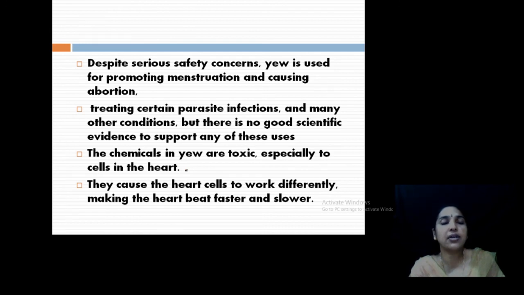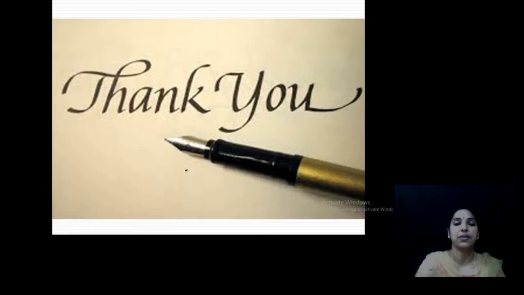There are some precautions you have to take when using this, because its poisonous part is there, even though it is used for promoting menstruation and abortion, and treating certain parasite infections. There is more scientific evidence still to come to prove all these traditional uses. The chemicals in this plant are highly toxic. They are toxic to heart cells also. Some deaths have also been reported from eating the Taxus aril. So that much about the economic importance.